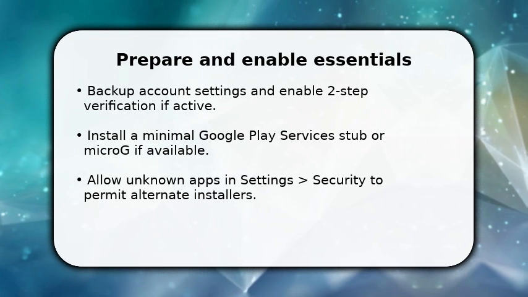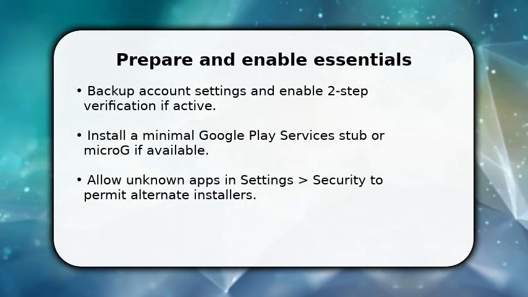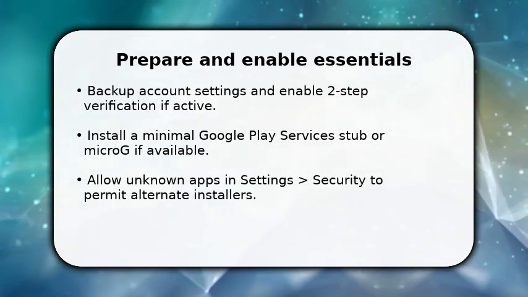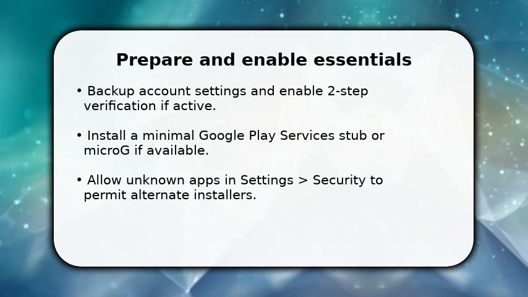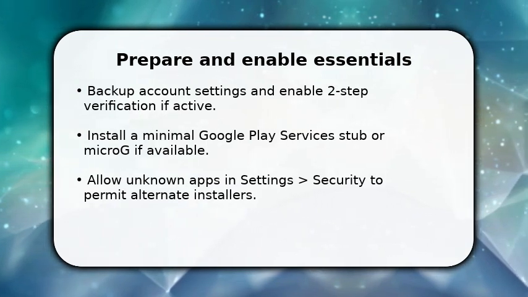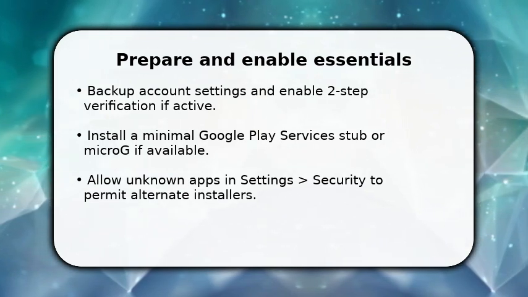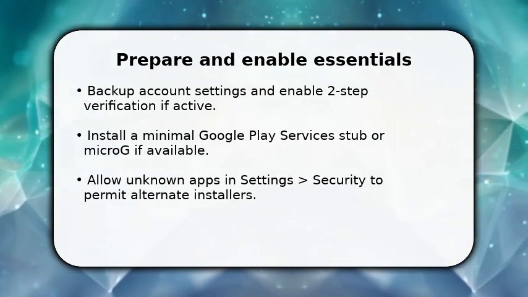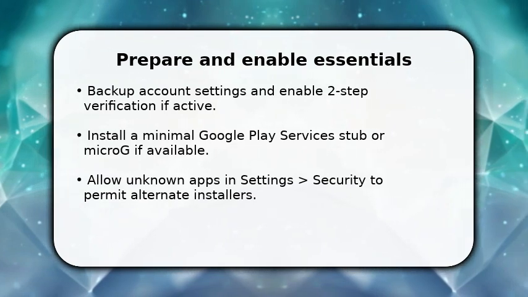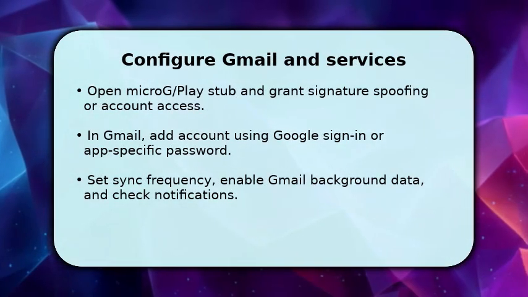Next, install a lightweight Play services stub or a compatible replacement like Micro G. This provides the authentication layer Gmail requires. Once done, reboot the device to load new services and move directly to configuring app permissions and sync. Don't pause here. Now focus on configuration.